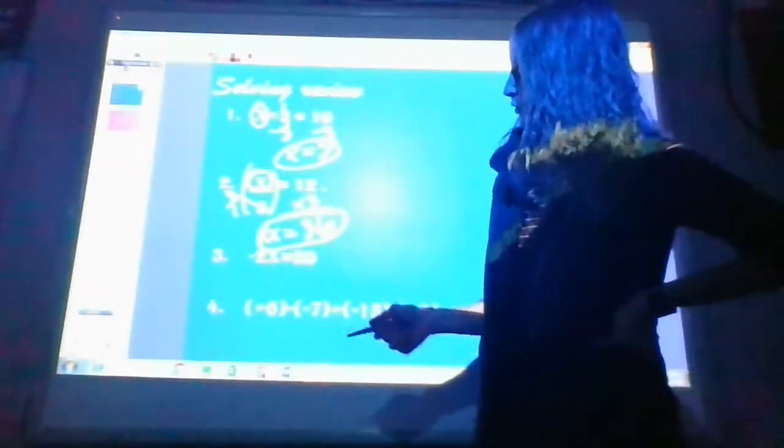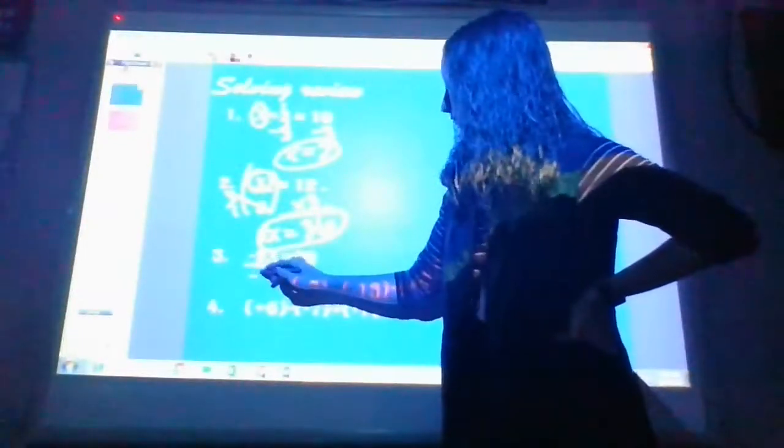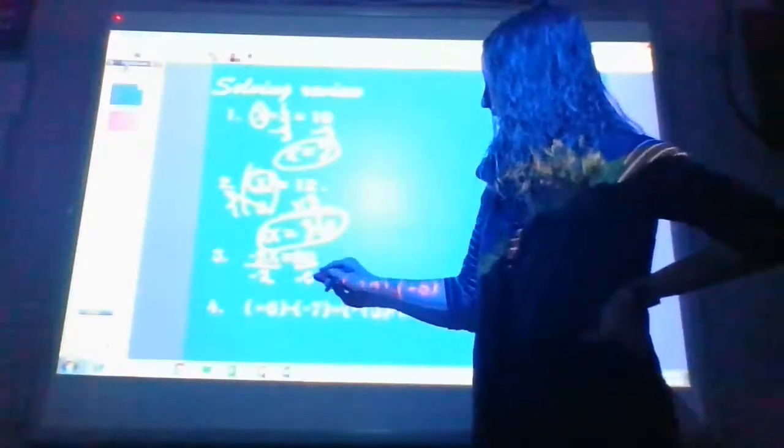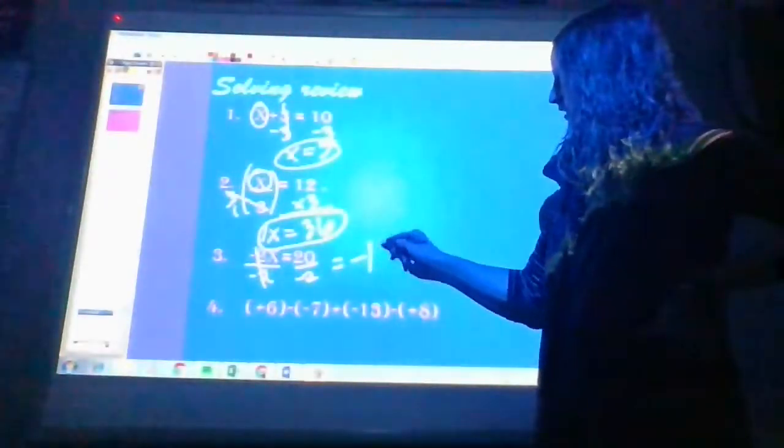Right here, you have negative 2x equals 20. What's happening between these two? Multiplication. Opposite is division. So we're going to divide both sides by negative 2. Hopefully remember, a positive divided by negative is a negative 10.